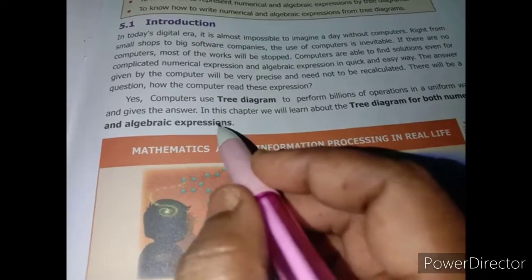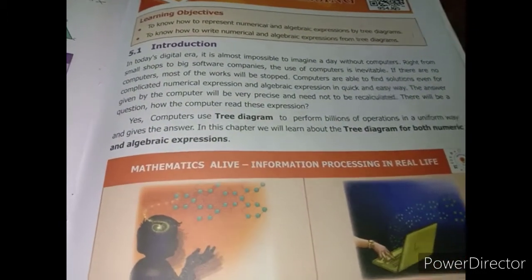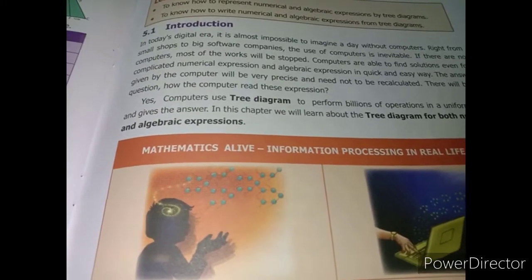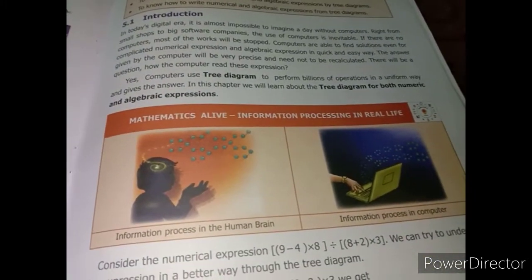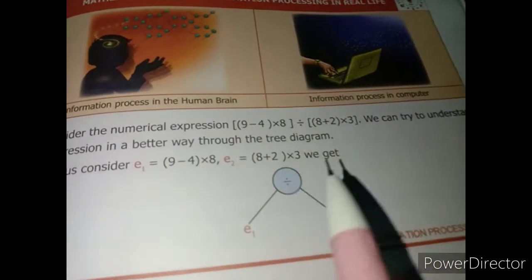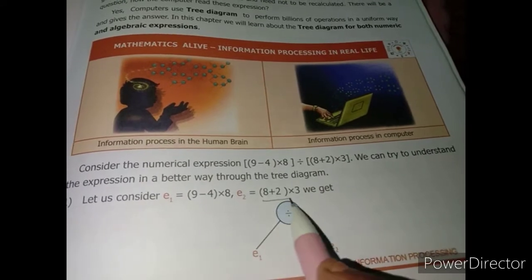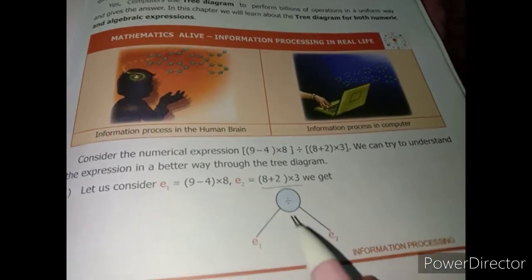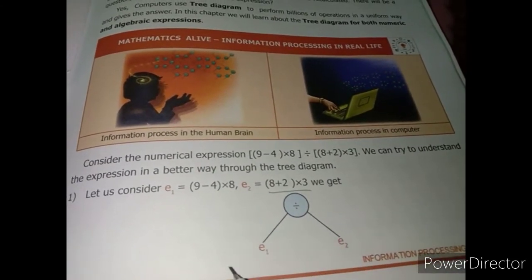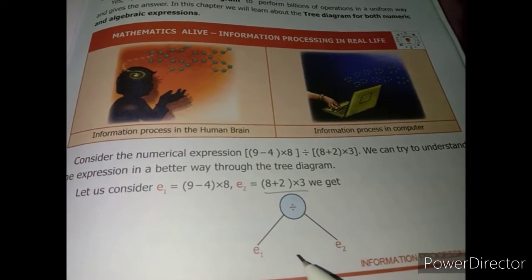Algebraic expression we have seen in the first term. Algebraic expression, verbal expression, all these things we would have seen. See, what is a tree diagram? It's a very simple thing. A formula or a numerical expression will be given like this, and we have to draw the tree diagram like this. This also you would have seen in the factor tree method.